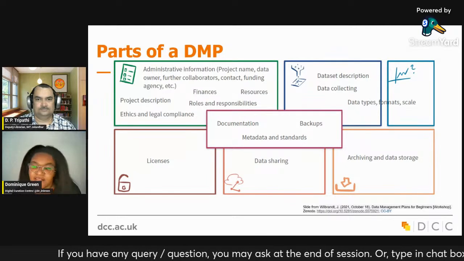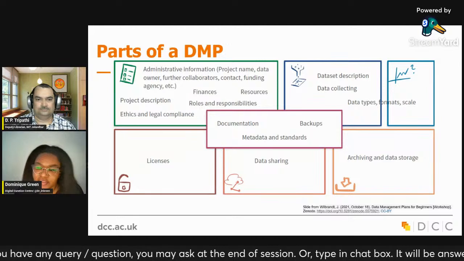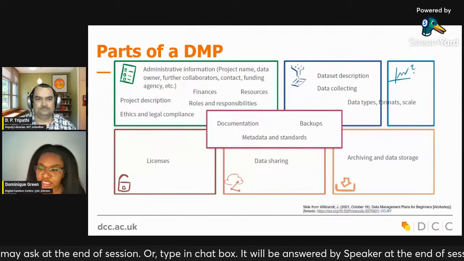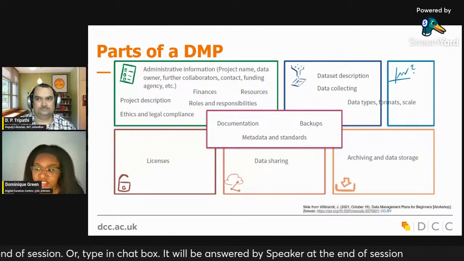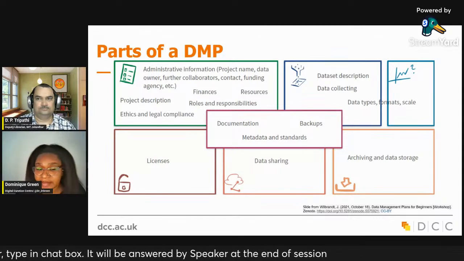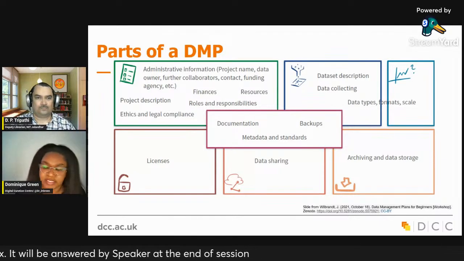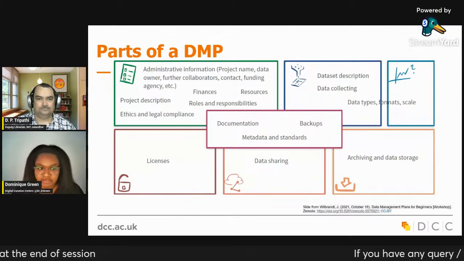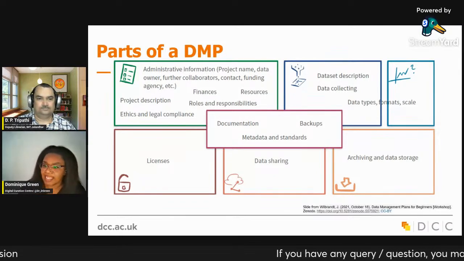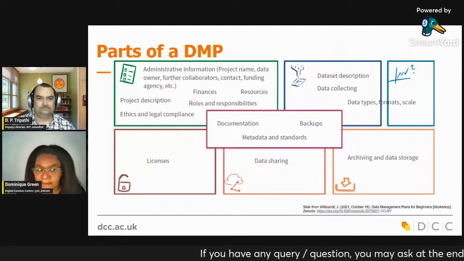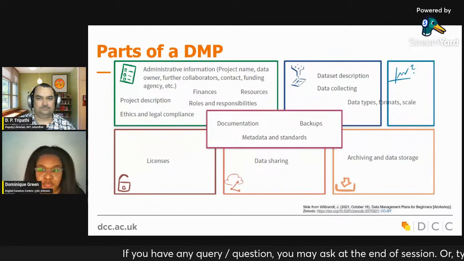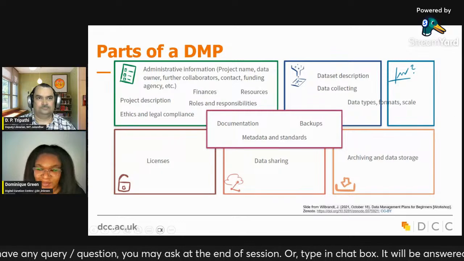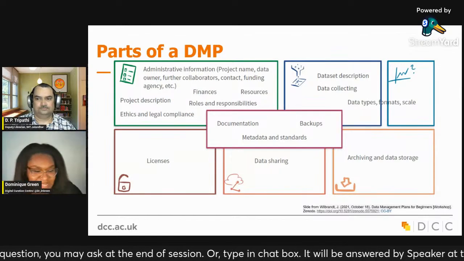So you're addressing the project description, ethical issues, roles and responsibilities for the people within the project, the documentation, the different standards, licensing, the description of the data and how it will be collected. All of those are different components in here. And as I said, I just think this is another good way to express the different components of a DMP without looking at just a block of text.